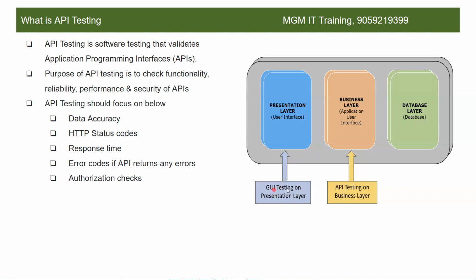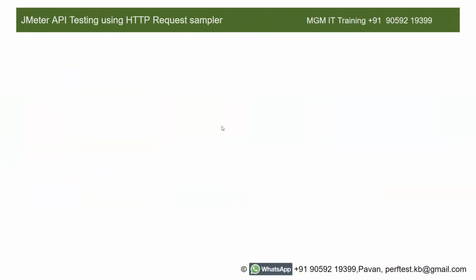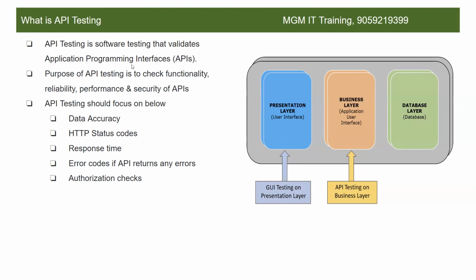When you are doing GUI testing using web protocol, that HTTP request sampler, we are doing testing on the presentation layer, whereas when we are doing API testing, we are hitting the business layer. And what does API stand for? Application Programming Interface. You can see the definition here. API stands for Application Programming Interface. And what is the purpose of doing API testing? It is to check the functionality, reliability, performance, and the security of the APIs.